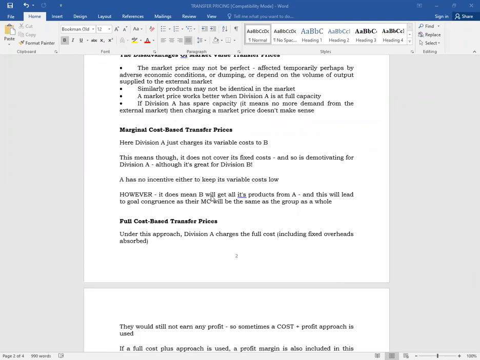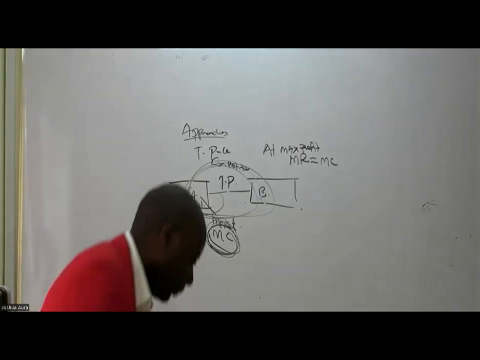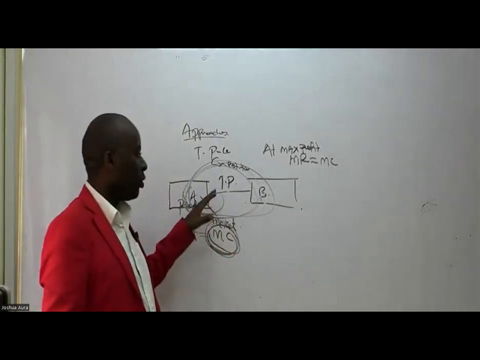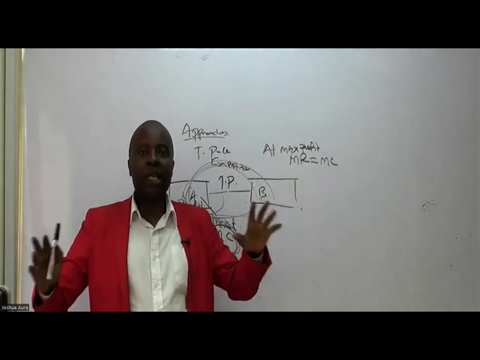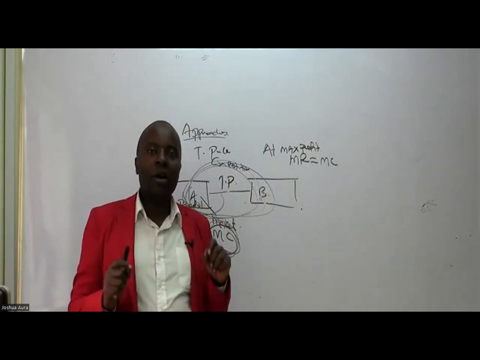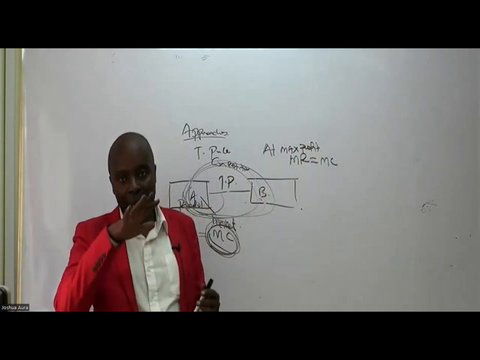However, it doesn't mean that B will get all its products from A. Yes, that's a very big advantage because now those costs are quite low. B is going to get all its products here from A. And this will lead to goal congruence, as their marginal cost will be the same as the group as a whole. So, ladies and gentlemen, one thing that I'm able to pick from here is that B will never think of getting this particular component from outside. B shall think of getting all the components here from A because of a lower cost.